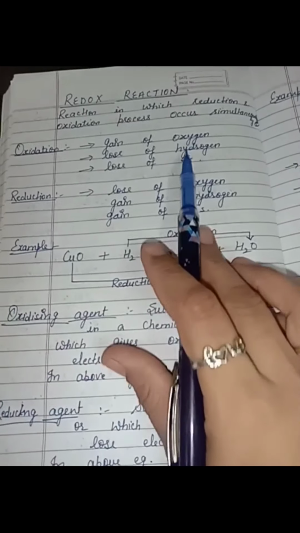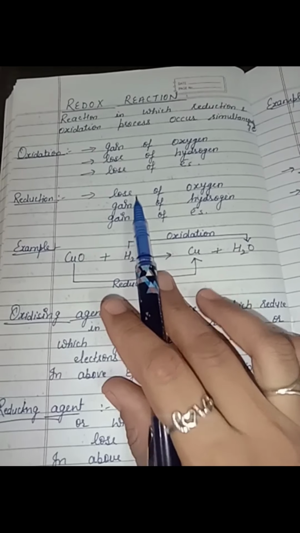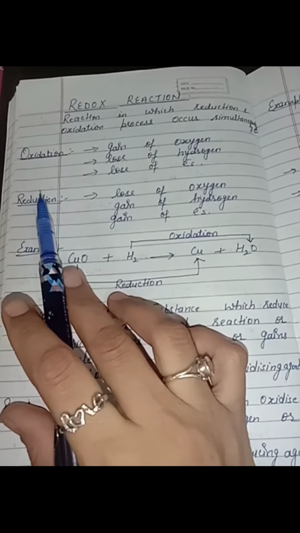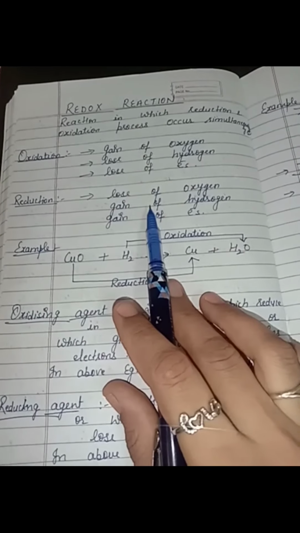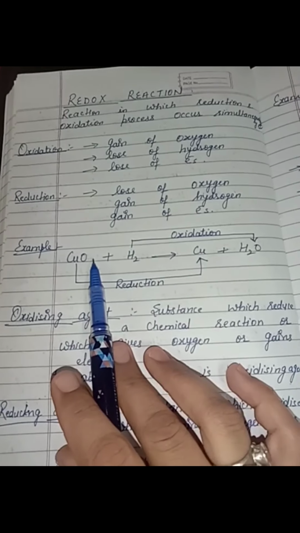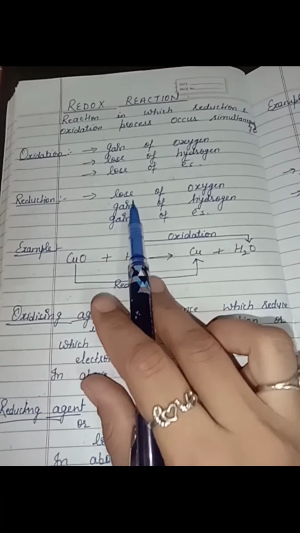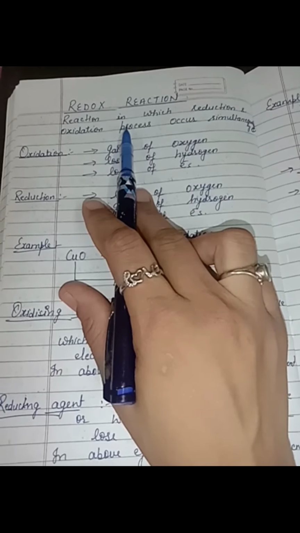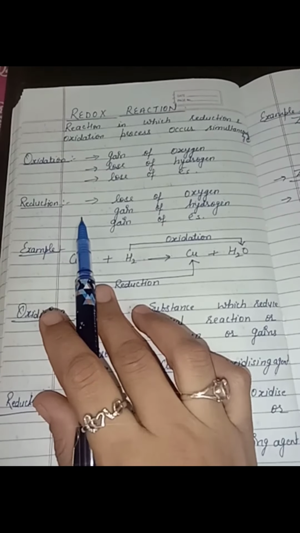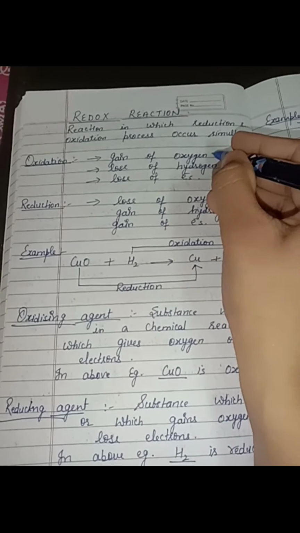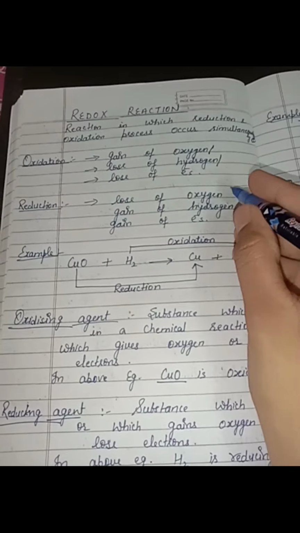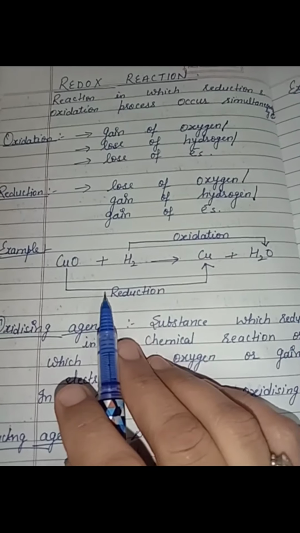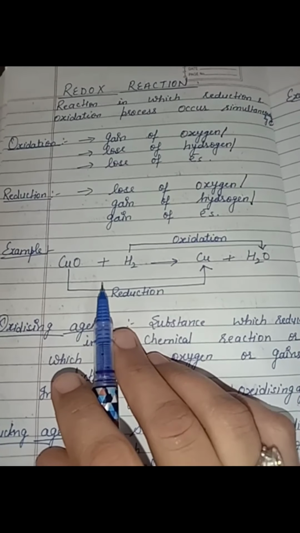And reduction is the opposite of these. If loss of oxygen, gain of hydrogen, or gain of electrons takes place, then the process will be reduction. In any substance, going from reactants to product, if either of these occurs, then the process will be reduction. So a redox reaction is that reaction in which oxidation and reduction take place simultaneously by either of these processes. So let's study one example to understand this redox reaction properly.